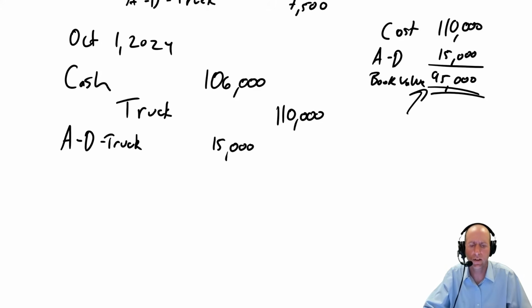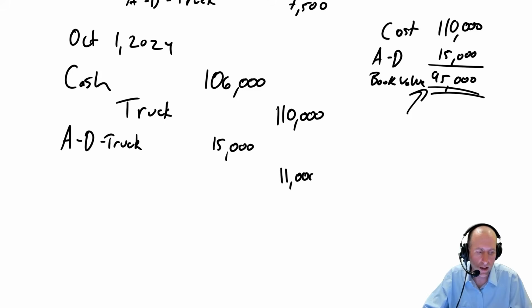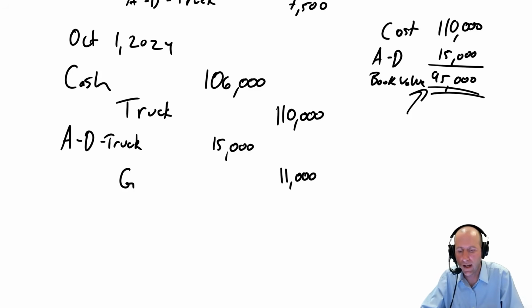Now looking at this, my debits don't equal my credits. I got $121,000 of credits. I got $110,000 of debits. I'm off by $11,000 credit, and that credit is my gain.